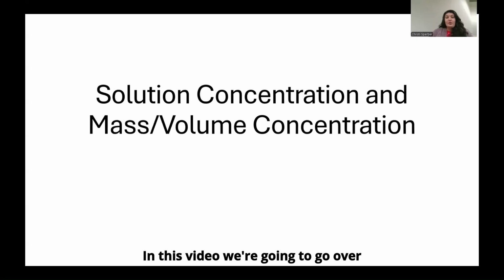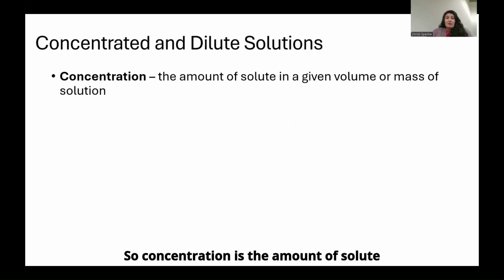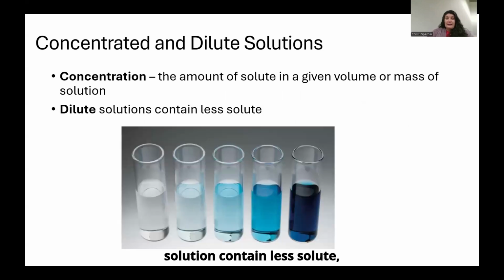In this video, we are going to go over solution concentration and mass volume concentration. So concentration is the amount of solute in a given volume or mass of solution. Dilute solutions contain less solute. So you can have a saturated solution, which contains the maximum amount of solute you can have. And then if you have less and less of that, it's called dilute.